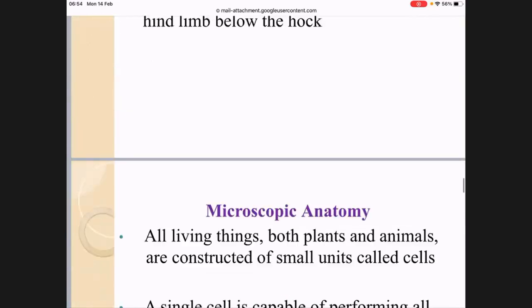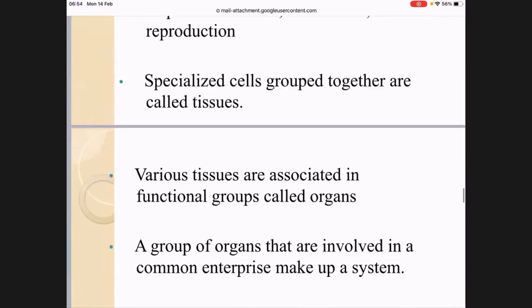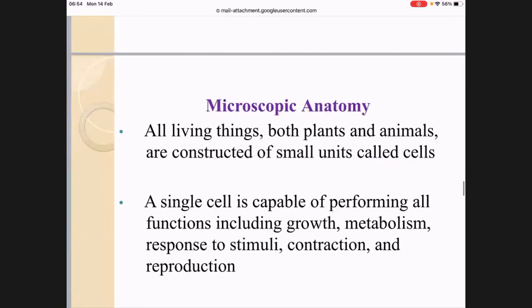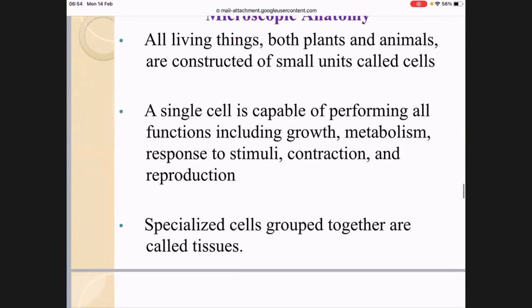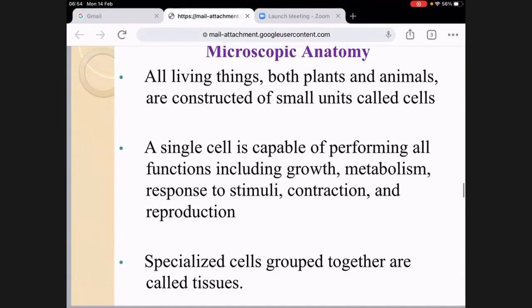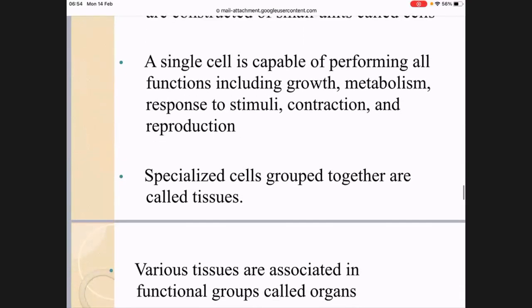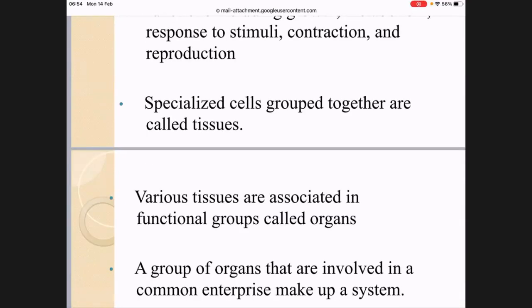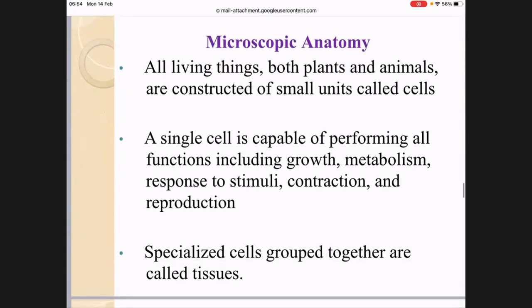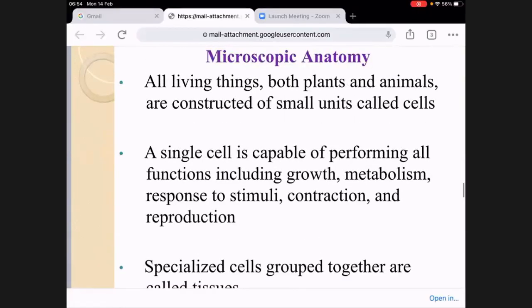Palmar and plantar. Okay. So, microscopic anatomy, and just tell me where I stopped. Shall I start? Did I start? Microscopic anatomy. Where did I stop? Can one tell me? Unmute and tell. Where did I stop? Yes, ma'am, from microscopic anatomy.